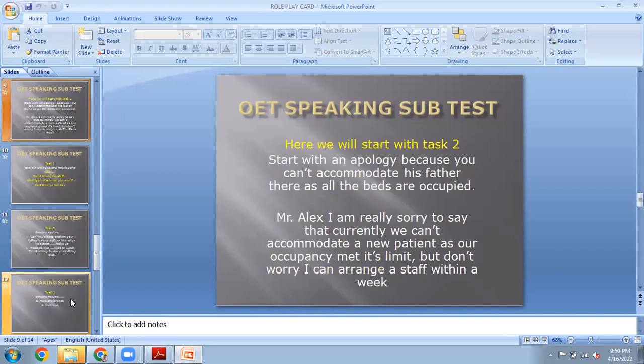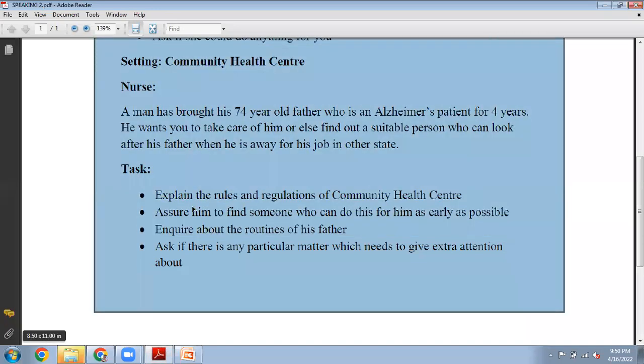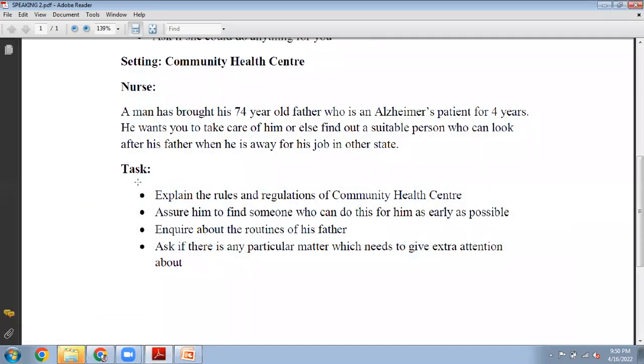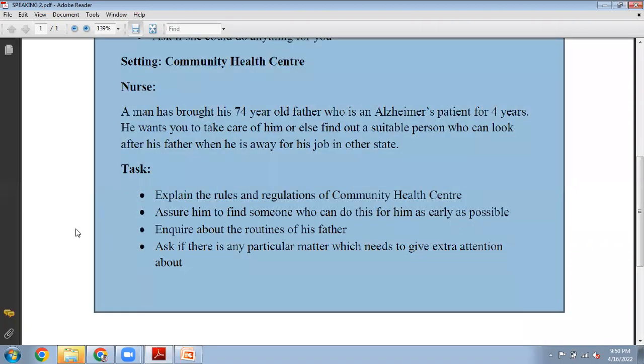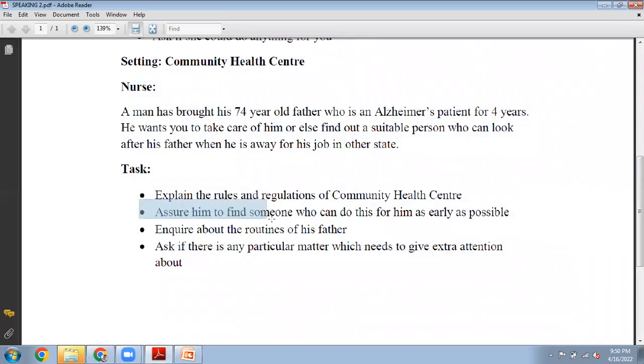Okay, come back. Before going to the task, I would like to say one thing to you. Here our first task is to explain the rules and regulations of the community health center. And the second task is to assure him that you will find someone who can do this for him as early as possible. What I would suggest here is that you start with the second one, because actually you don't have a staff member to provide for him. So before going to the rules and regulations, you should indicate that to them, right?